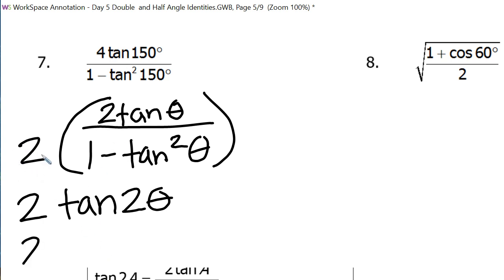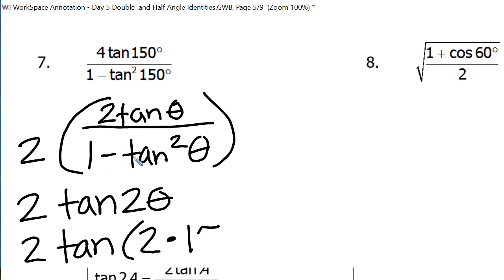But they didn't use theta. What did they use for theta? 150 degrees. And what's 2 times 150 degrees? 300 degrees. Can I simplify that? Yes.